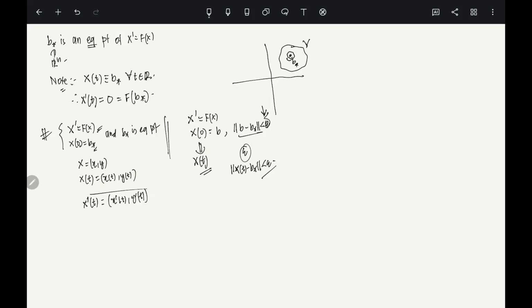So that's the idea. Essentially, you start in the neighborhood of B star and you end up in a neighborhood of B star. So the solution will also mimic that. That is the idea of stability. And what is asymptotic stability? The solution will actually converge towards B star. You understand? So it will spiral into B star. That's the idea. So that's more or less what we did in the last video.